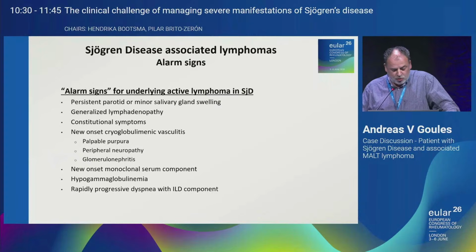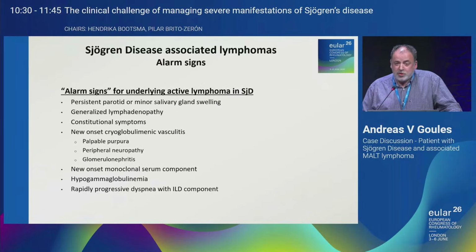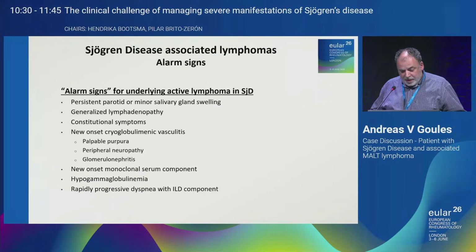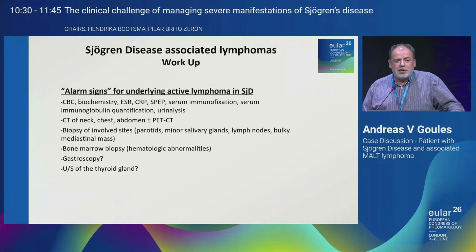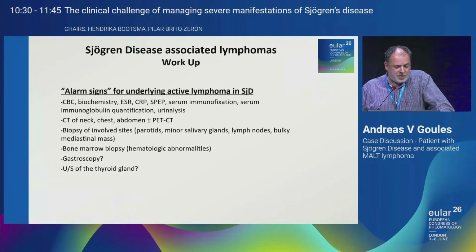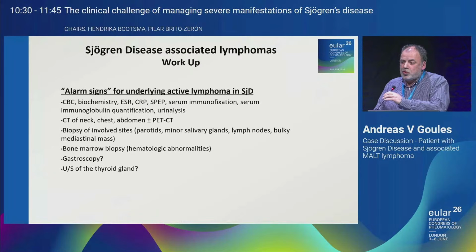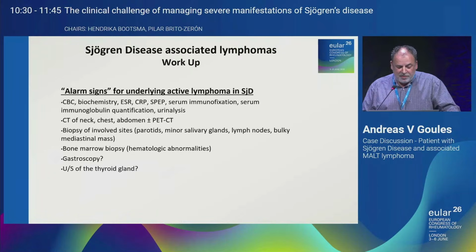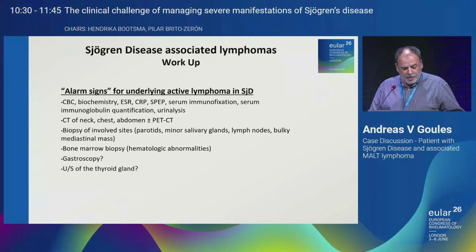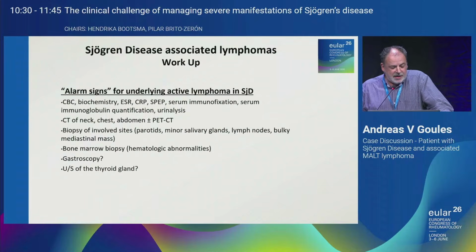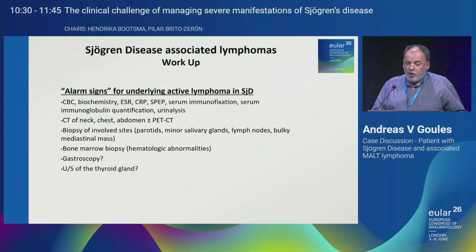In these cases, we should suspect an underlying bulk lymphoma, bronchus-associated lymphoid tissue lymphoma. In the context of these specific alarm signs, we need to rule out the existence of lymphoma. Besides typical and classical blood exams, patients should perform CT scan of the neck, chest, and abdomen, and if necessary, PET-CT. The key point is to perform biopsy of all involved sites.